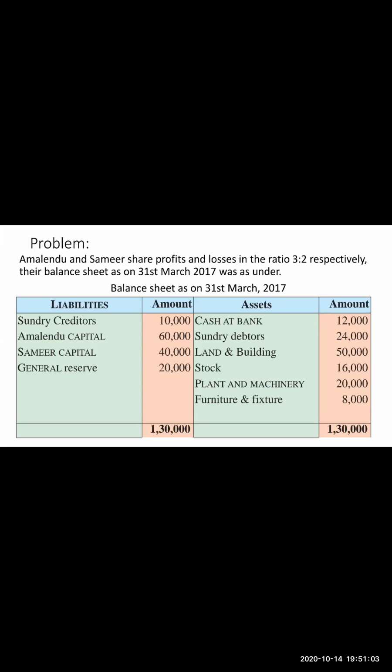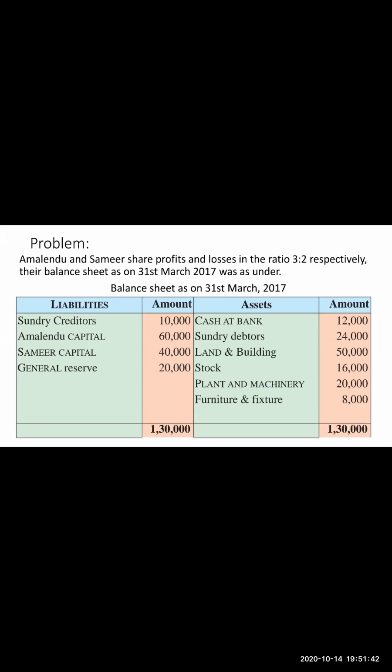Okay, so the problem is given in front of you. Amalendu and Samir share profits and losses in the ratio 3:2 respectively. Their balance sheet as on 31st March 2017 was as under. So here the information is given where these two partners, Amalendu and Samir, ये दोनों old partners हैं. ठीक है, और उनका जो old ratio है वो 3:2 है. Then the balance sheet is given as on 31st March 2017.